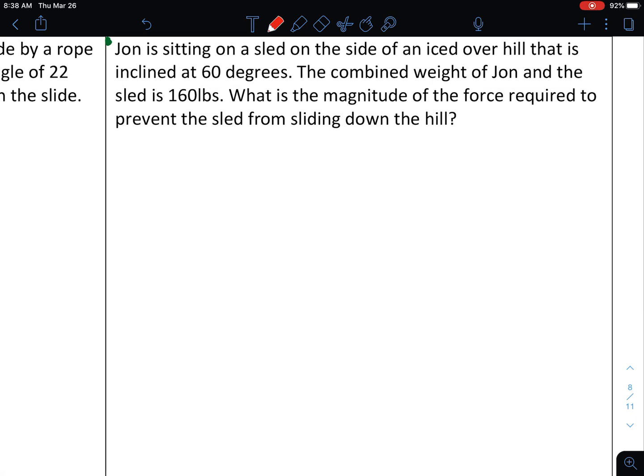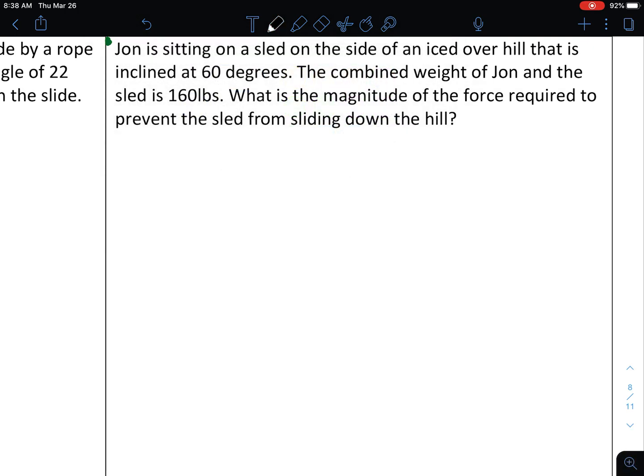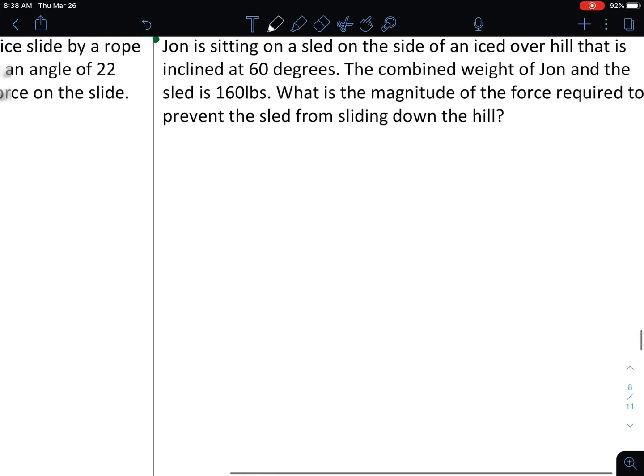All right, new problem. John is sitting on a sled on the side of an iced over hill that is inclined at 60 degrees. The combined weight of John and the sled is 160 pounds. What's the magnitude of the force required to prevent the sled from going down the hill?